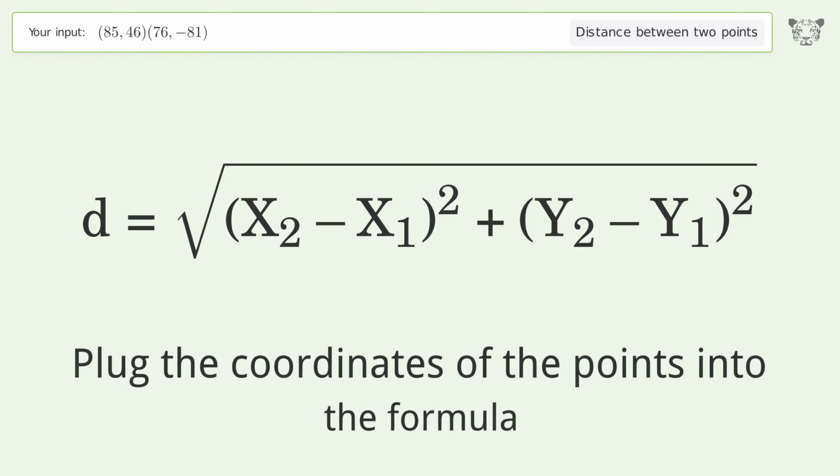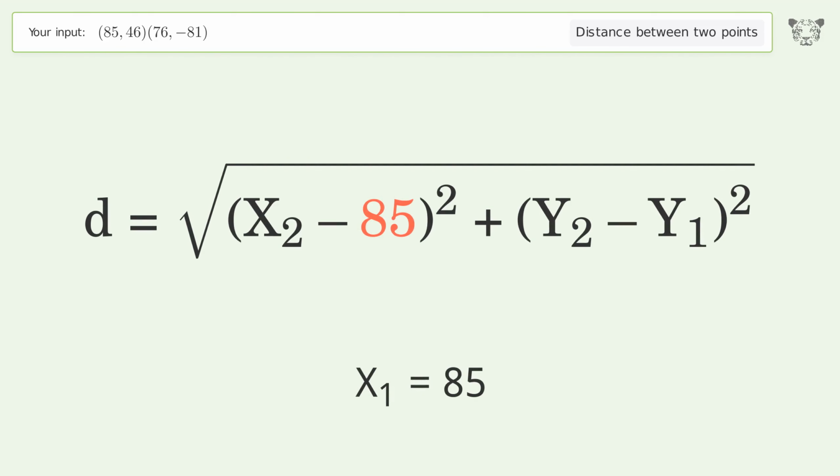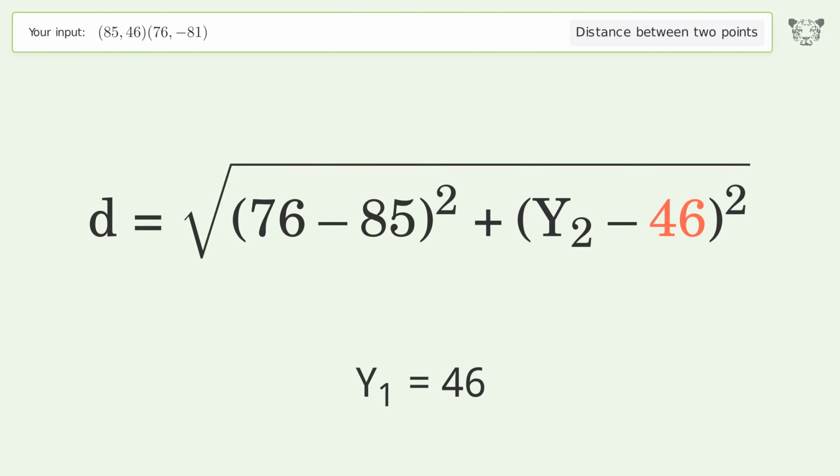Plug the coordinates of the points into the formula. x1 equals 85. x2 equals 76. y1 equals 46. y2 equals negative 81.